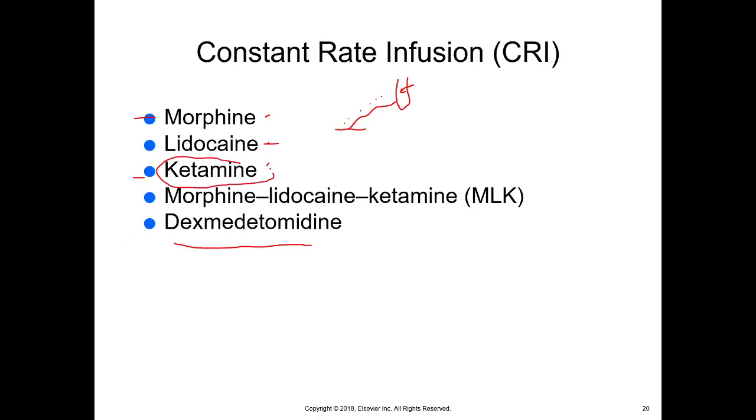Ketamine is an NMDA medication that is a dissociative, which by saying dissociative, I mean that the brain and the spinal cord are disassociated. So whatever they're feeling in the body, they're not perceiving it in the brain.